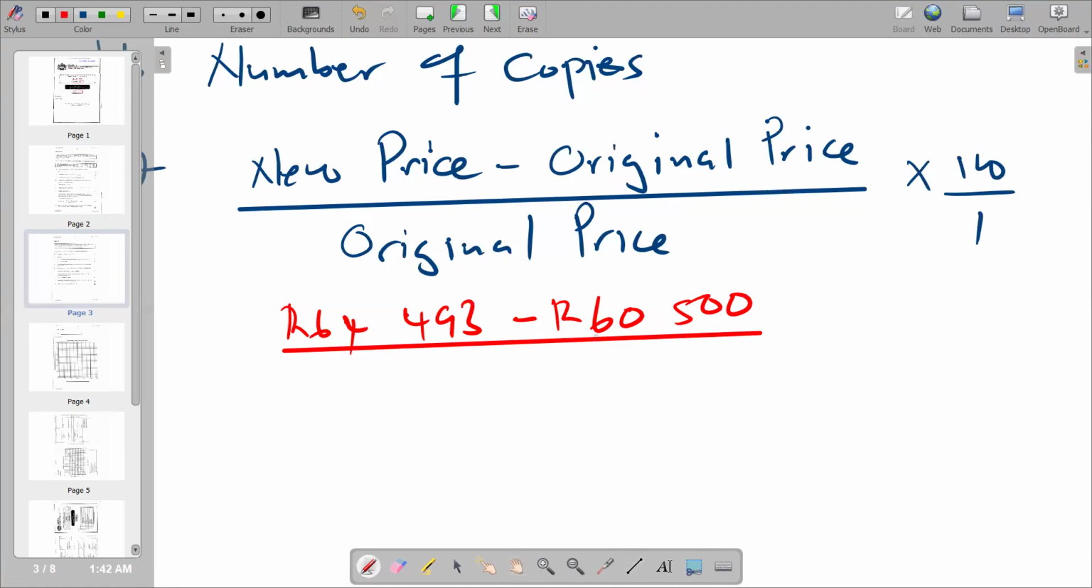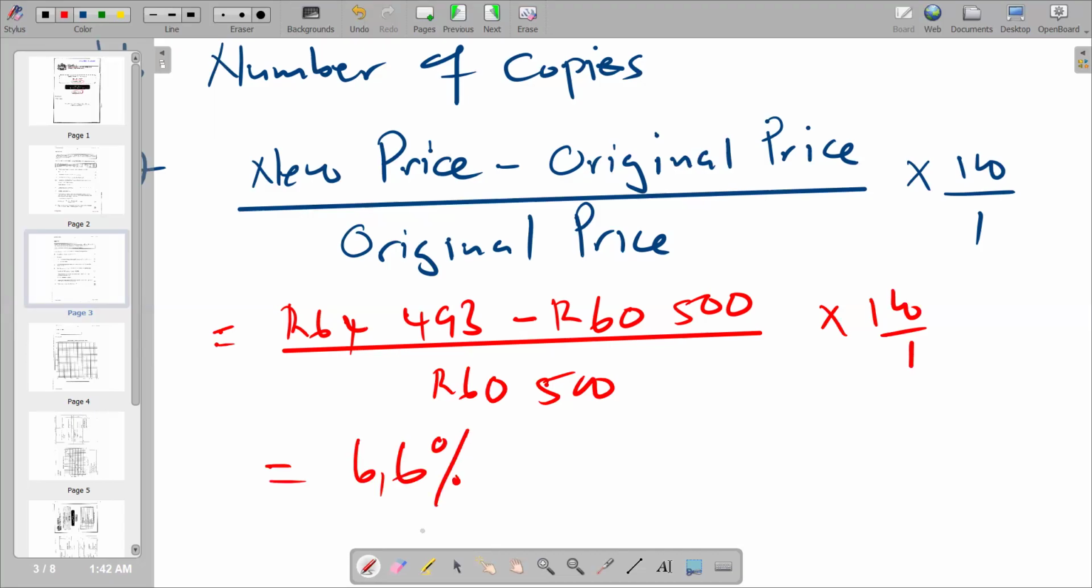Then our original price is 60,500. So obviously we are saying 60,500, and then we are multiplying by 100 over 1. By multiplying there, you see that the final answer that you are supposed to get is going to be 6.6%, to the nearest 1 decimal place. So this becomes the final answer that we have.